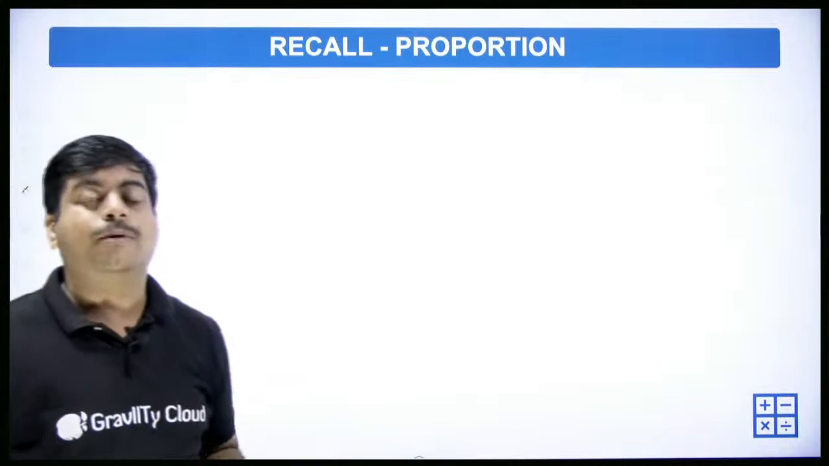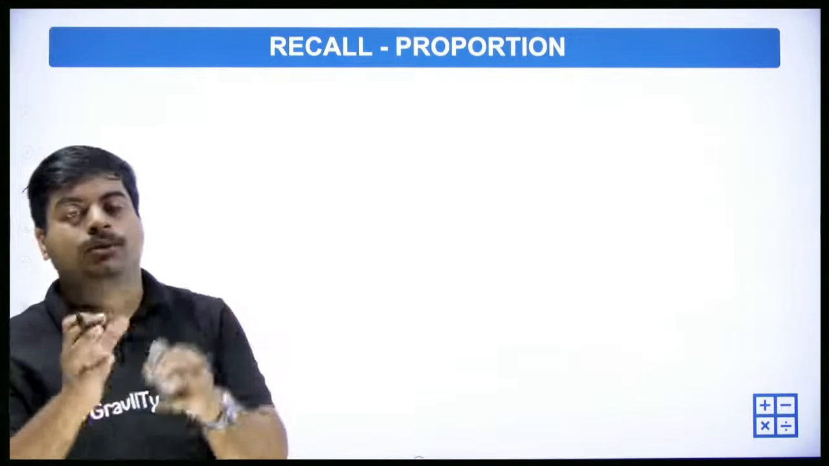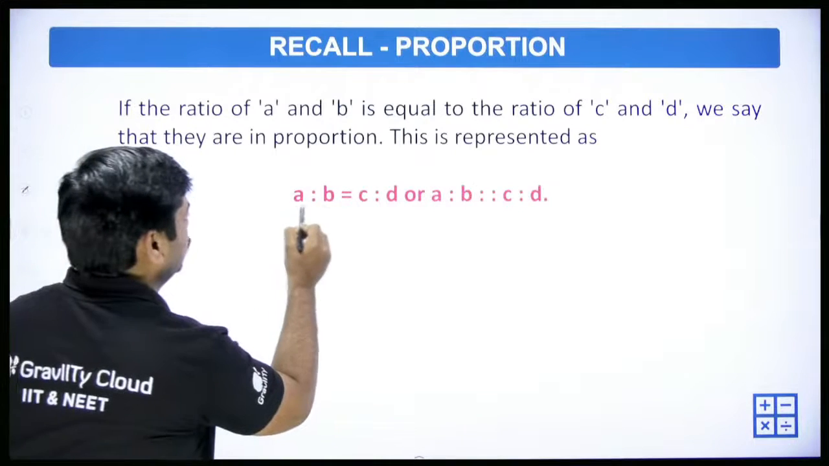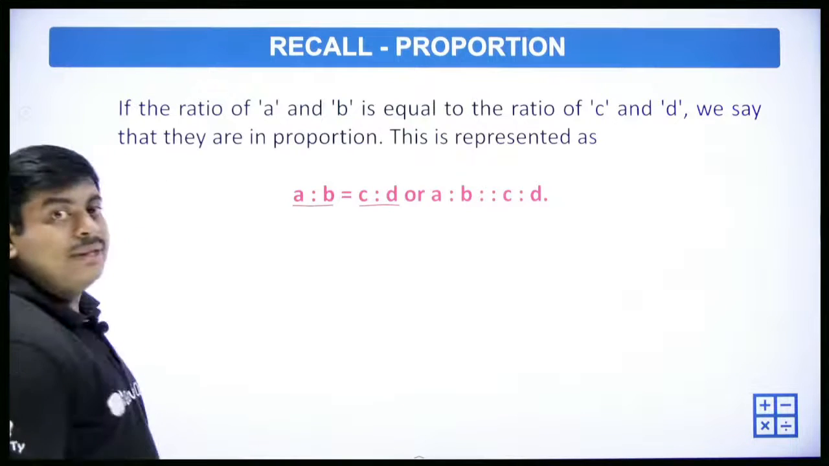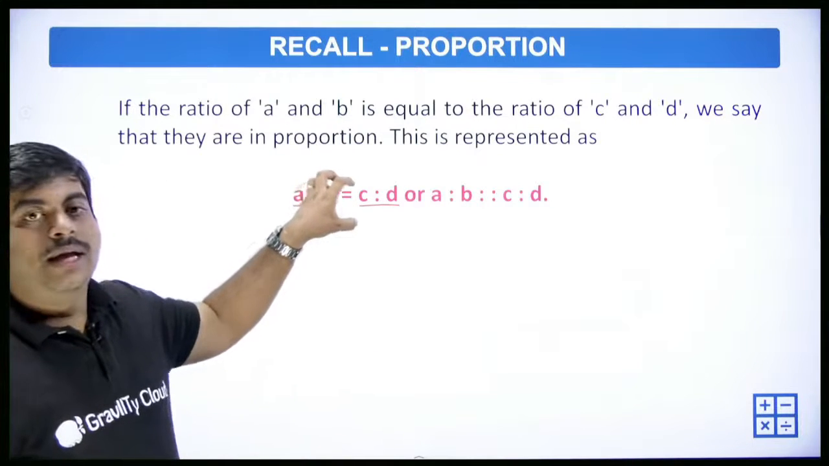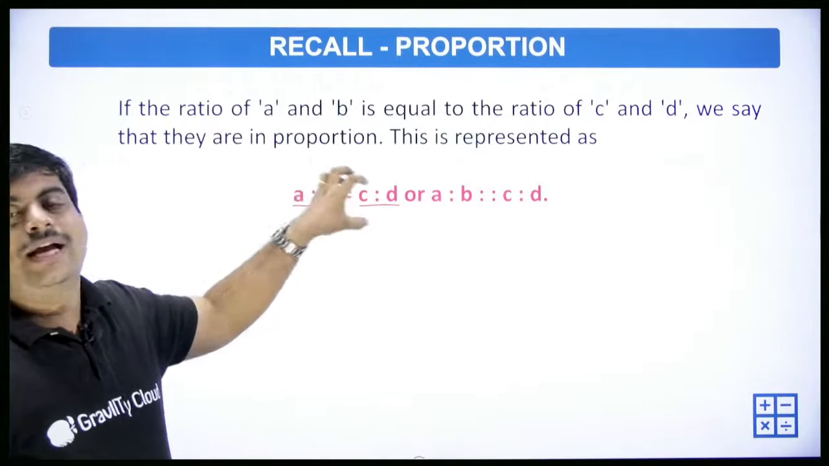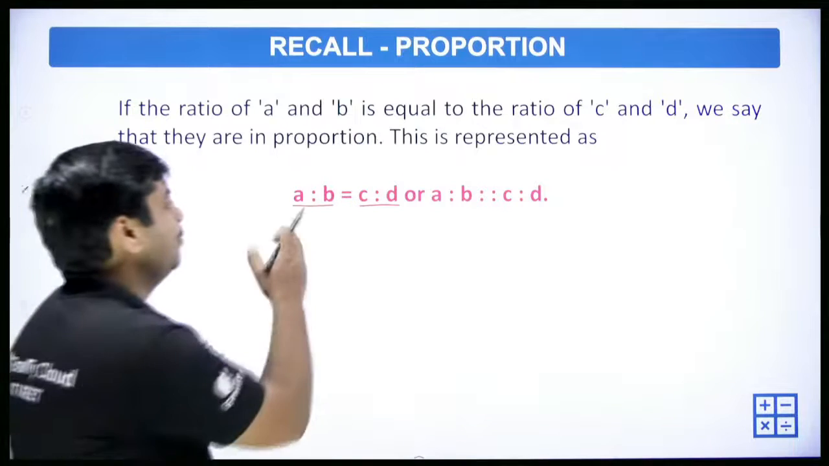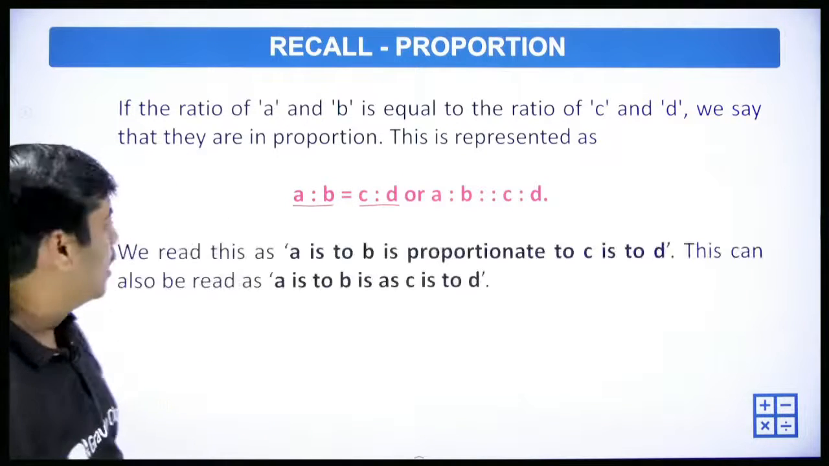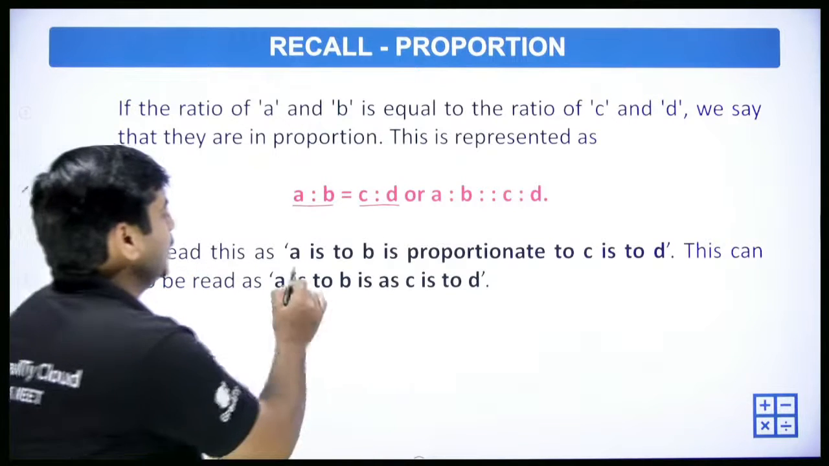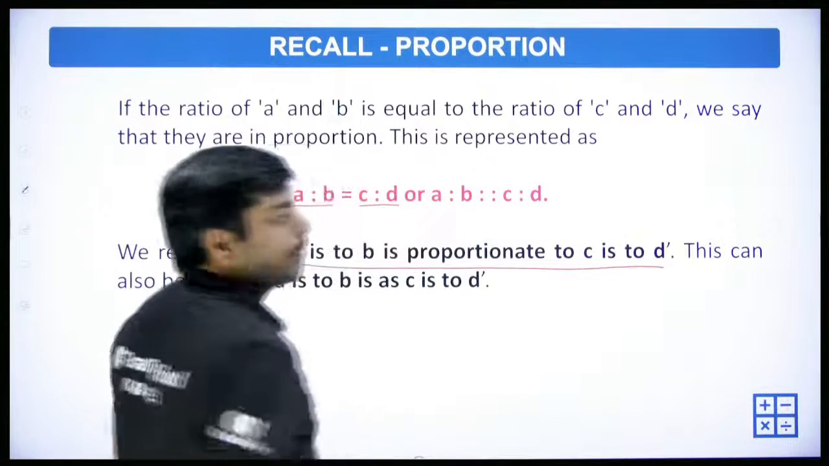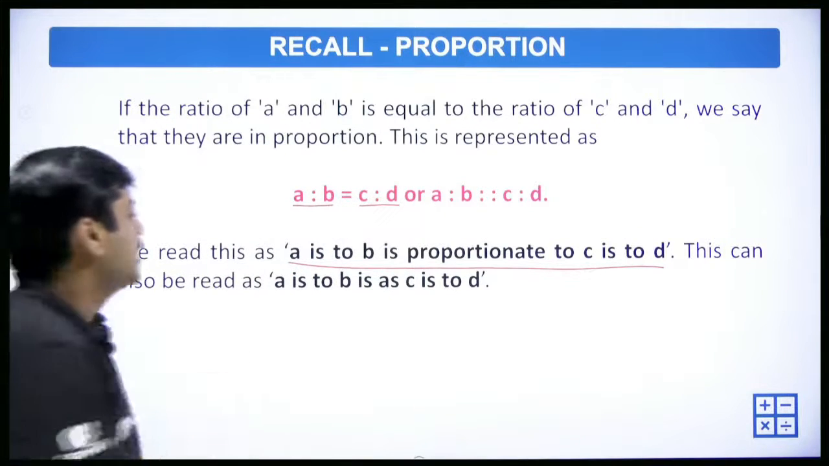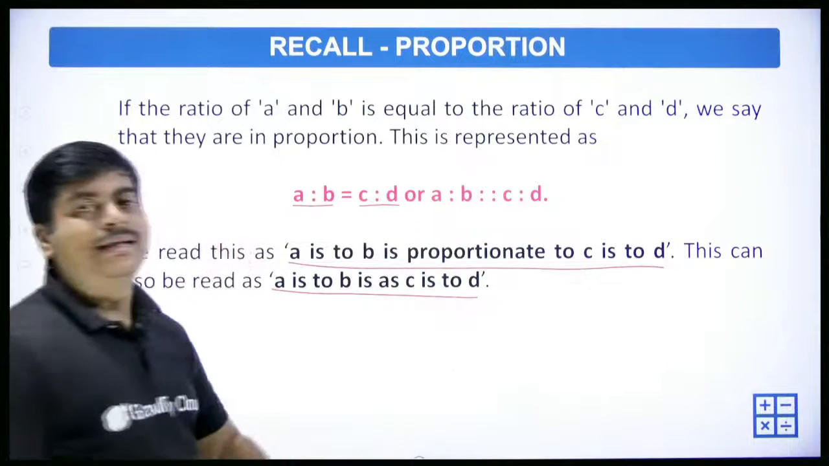Moving forward, we also discussed what a proportion is. When we discuss proportion, we are comparing two ratios, not just one. One is A is to B and the other is C is to D. When these two values are equal, we say A, B, C, D are in proportion. We read this as A is to B is proportionate to C is to D. This can also be read as A is to B as C is to D.